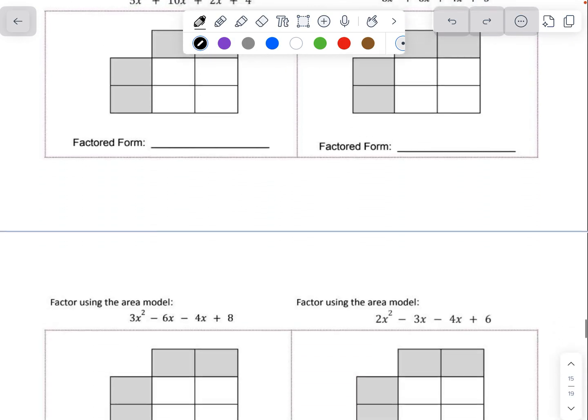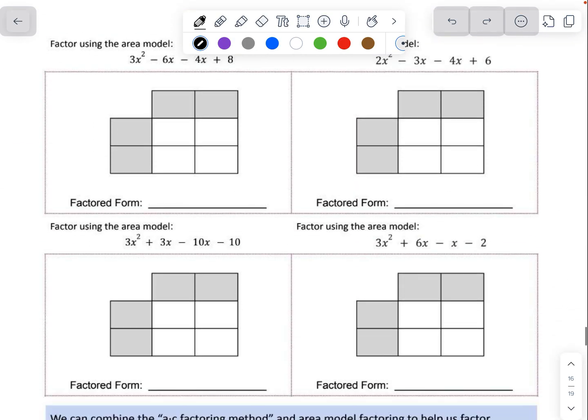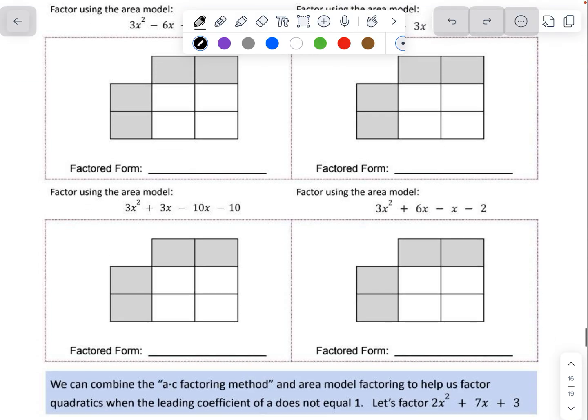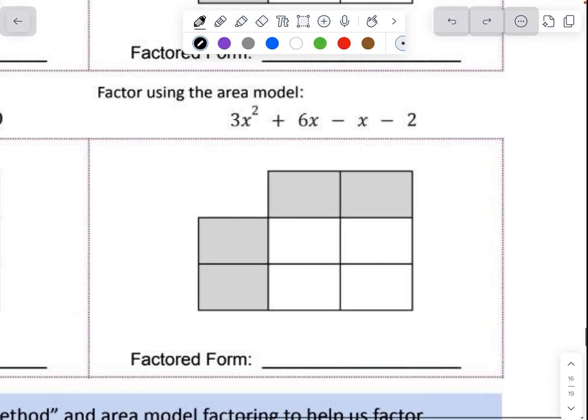All right, take a few minutes on your own and try, actually let's do one of these that's got a minus in it. So let's do this last one. I'm going to fill in 3x squared. This is just a little different because it's got a couple of subtractions in there, but it works pretty much the same way.